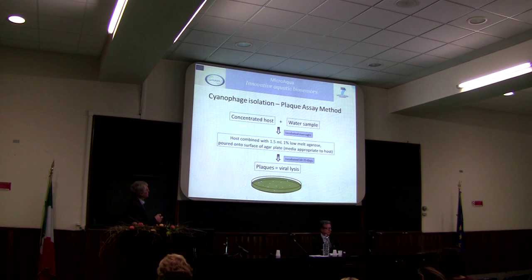So you take your host species, something like Microcystis, you mix it with the water sample, incubate it overnight, put it into some low melt agarose, and then plate it onto an agar plate. And if you have viruses that are capable of infecting the cyanobacterial host, then you get these areas of clearance on a lawn of cells, and these are called plaques, and each of these plaques is a viral clone that you have isolated from the water column.